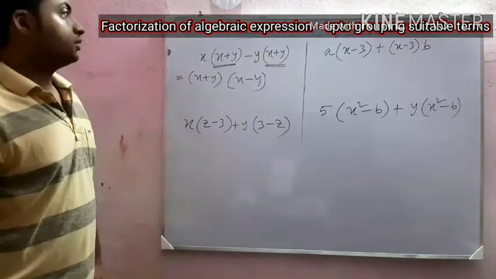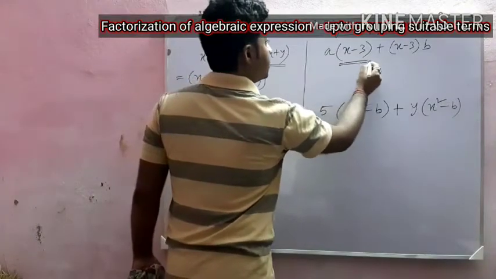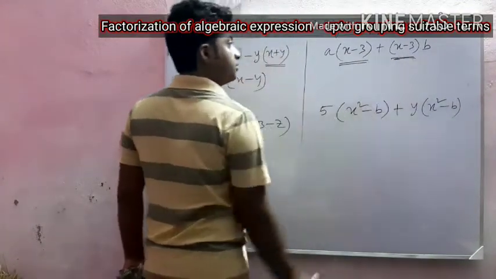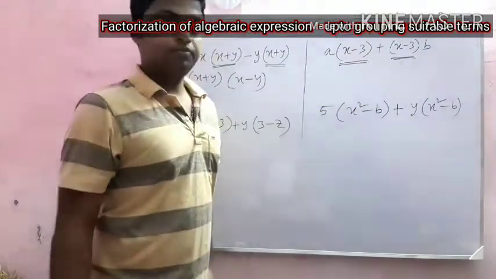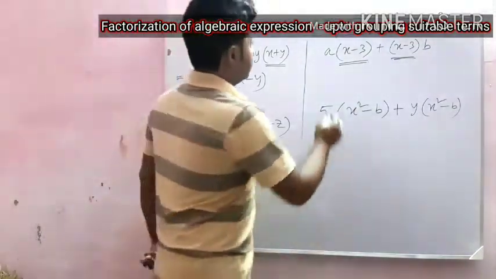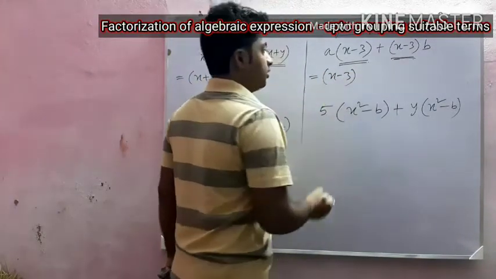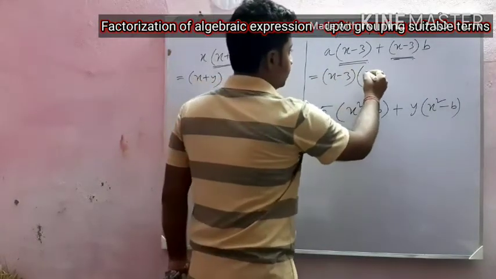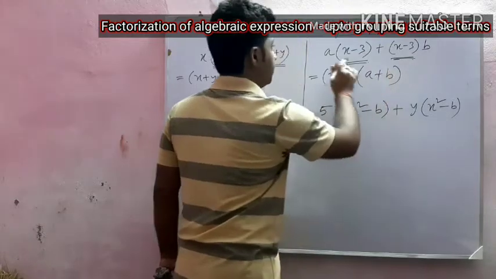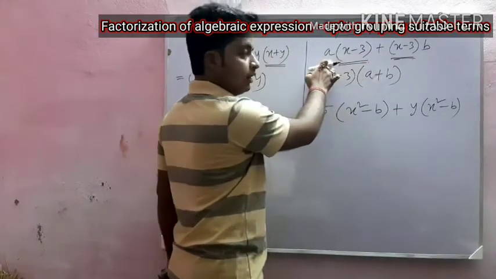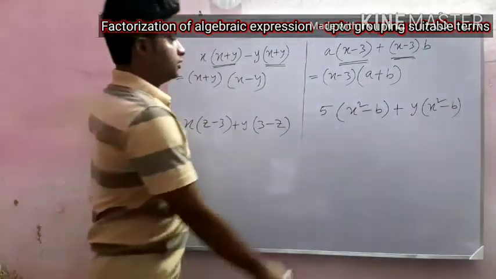So for the next question, the common term here is x minus 3. Is there any other term which is common between these two terms? No, right? So take the common term x minus 3 out and open the bracket, and write the remaining part here, a, and the remaining part here, b. This is the result.